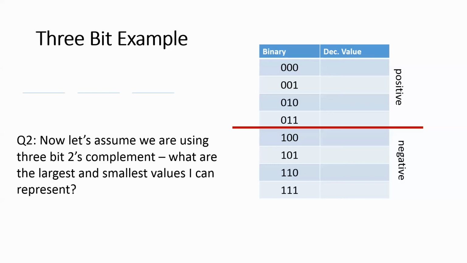And the convention that we're going to use is called 2's complement. Okay, so now I want to figure out, what are the largest and smallest values that I can represent using signed 2's complement representation?